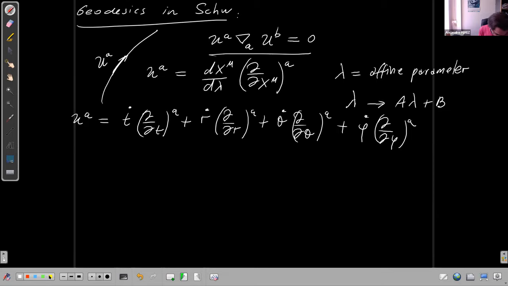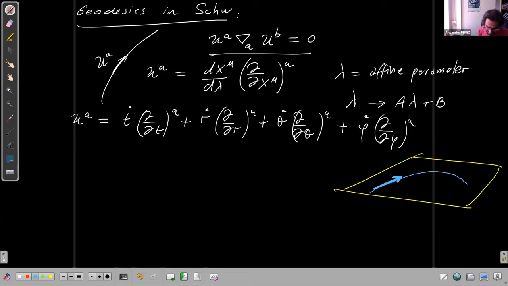Now, because of spherical symmetry, one realizes that motion happens in a plane. So if I look at the spatial motion, and I give some initial conditions on a given plane, then the particle, the geodesic, will never leave that plane. It's going to be orbiting around. The Schwarzschild solution can represent, for example, the line element outside a spherically symmetric body. So motion, because of spherical symmetry, will take place on a given plane.